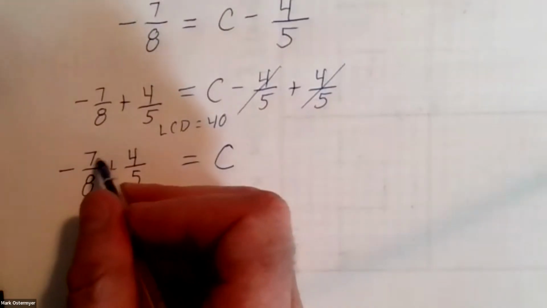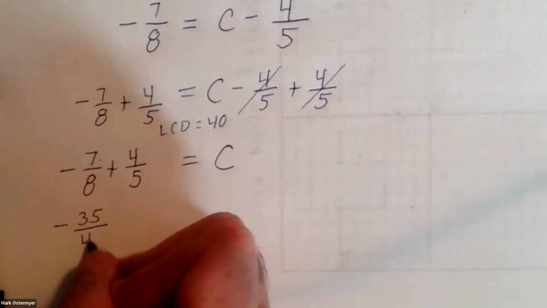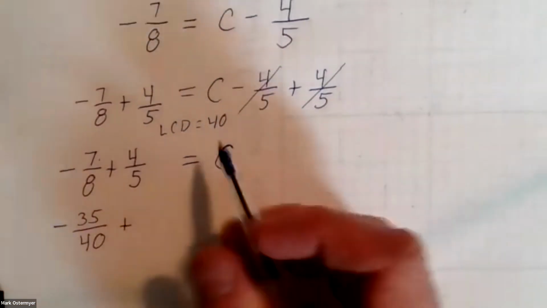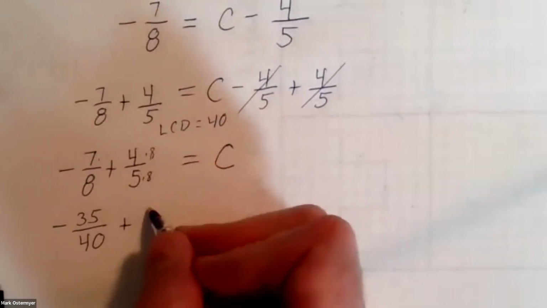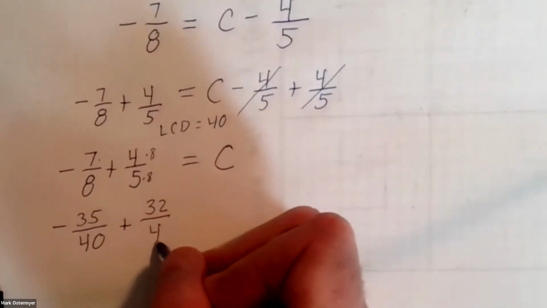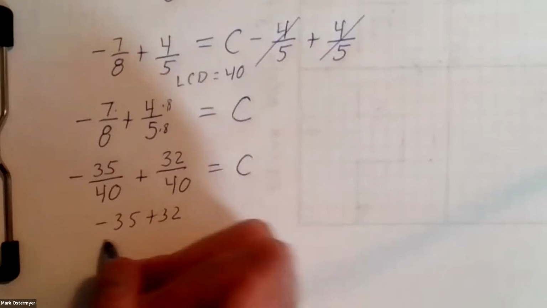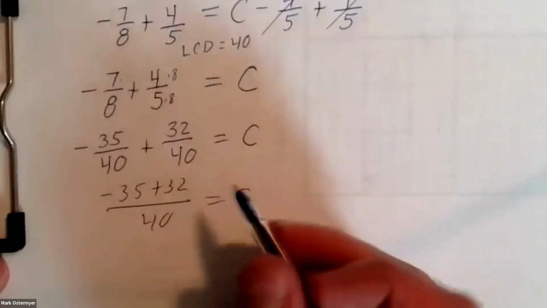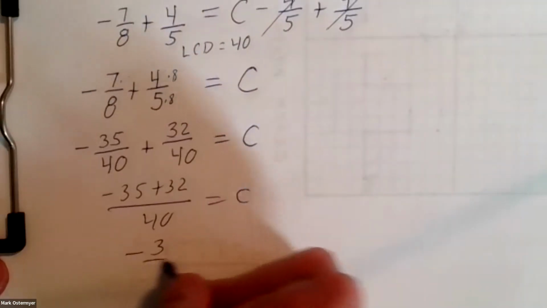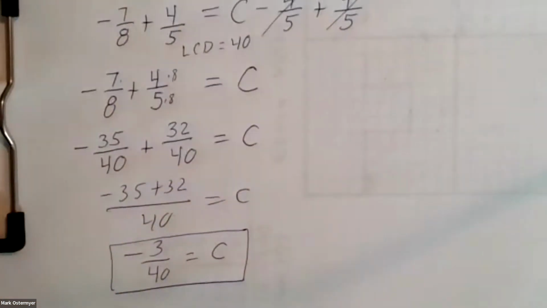go from there. Multiplying top and bottom of this fraction by 5 would crank out -35/40 as being an equivalent fraction of -7/8. Multiplying top and bottom of this fraction by 8 would crank out an equivalent fraction of 32/40 for 4/5. And now we just add our numerators together. What's -35 plus 32 over 40? This implies, ladies and gentlemen, that -3/40 would be the solution to this equation. That's what C has to be equal to.